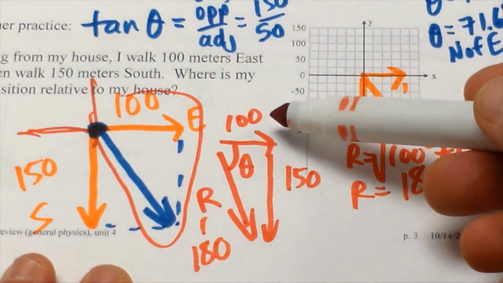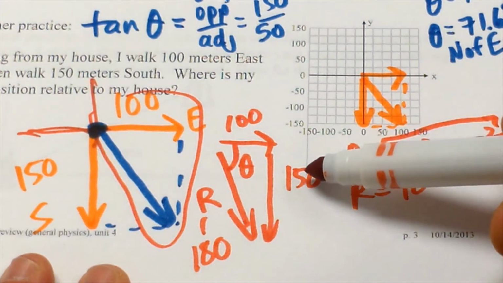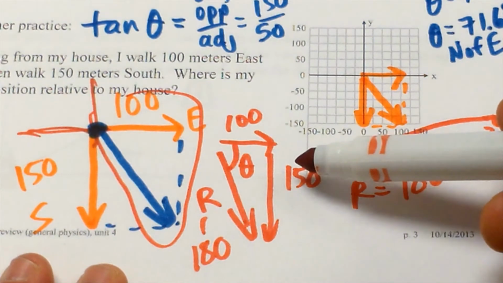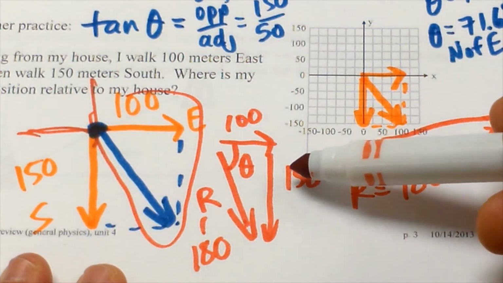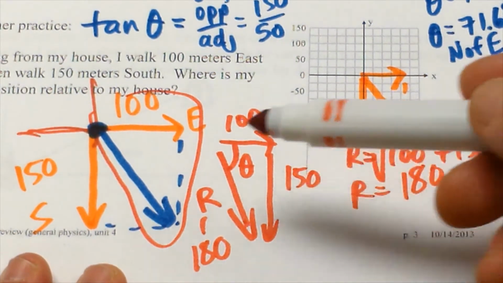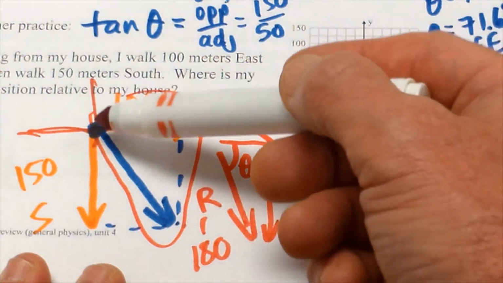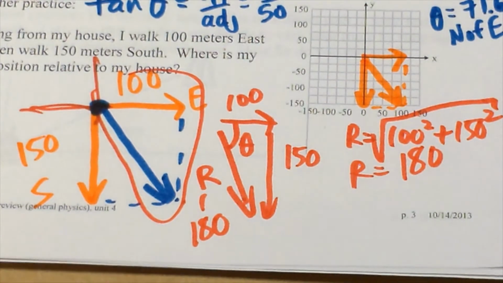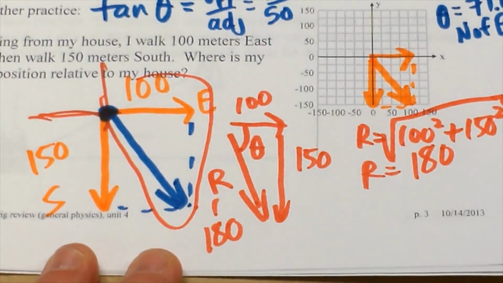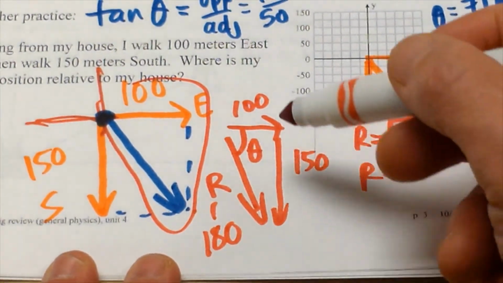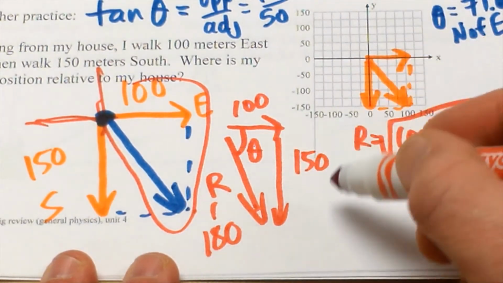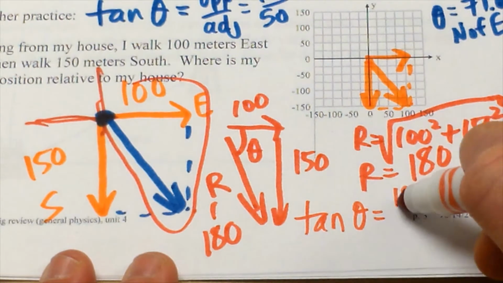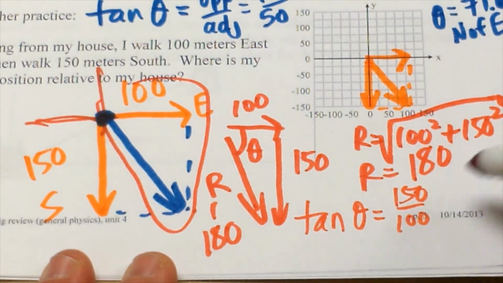Well, I walked 100, I walked 150. Now I truly walked 250 meters, but that's a distance idea. Remember, displacement is where did I end versus where I started. I am now 180 meters away from where I started. That's displacement. Now, there's my angle here. So I could say, well, tangent of theta is 150 over 100.